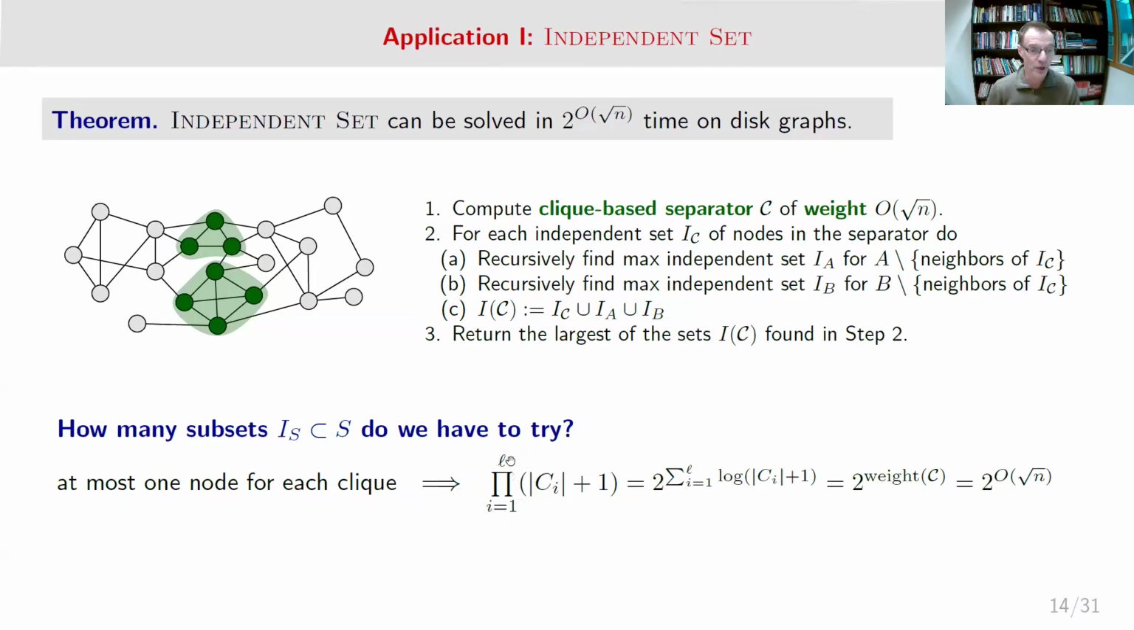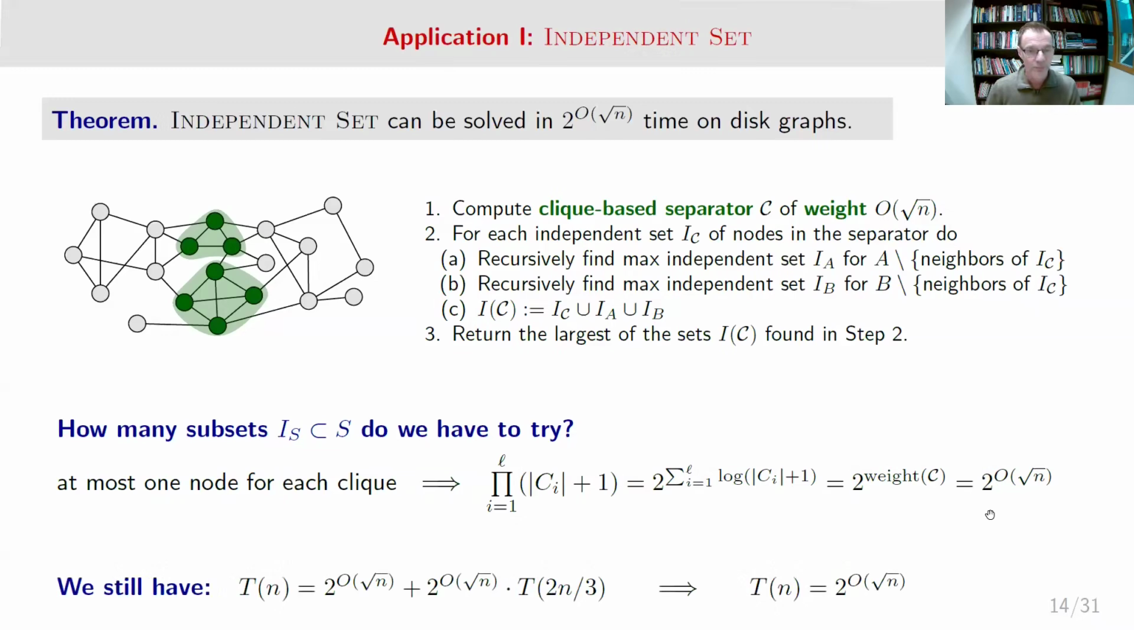Then all combinations, well, I have to multiply each of these choices for each of the different cliques. And then the product of these numbers is 2 to the sum of the logarithm of these sizes. And that's where the log comes in. And we know that this sum was the weight of the clique separator, so that's 2 to the square root of n. Okay, so that's nice.